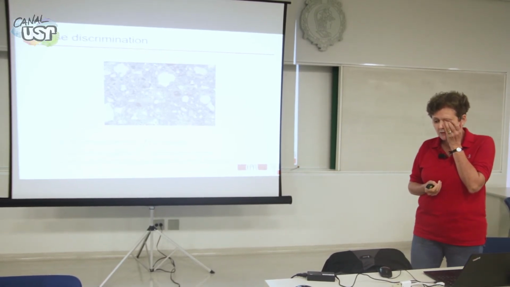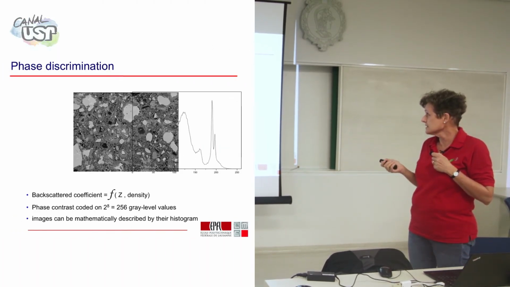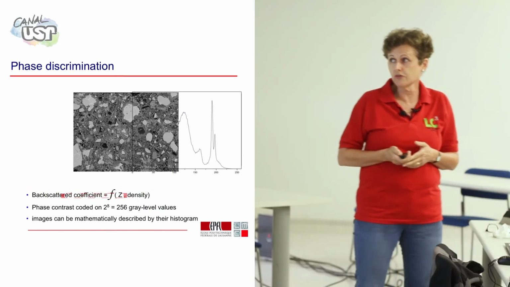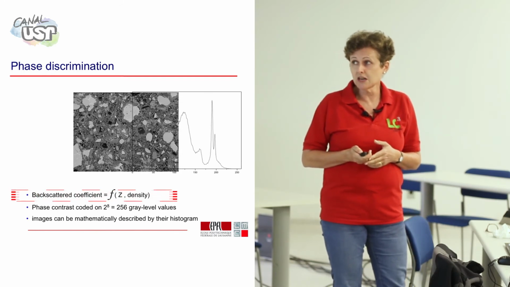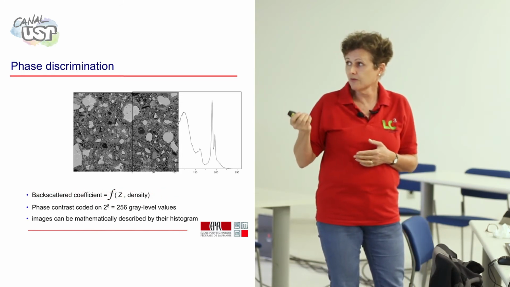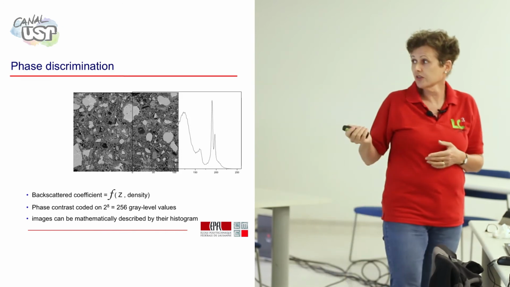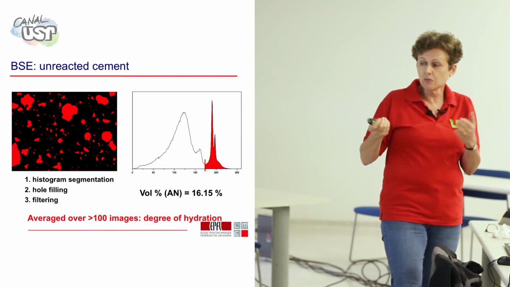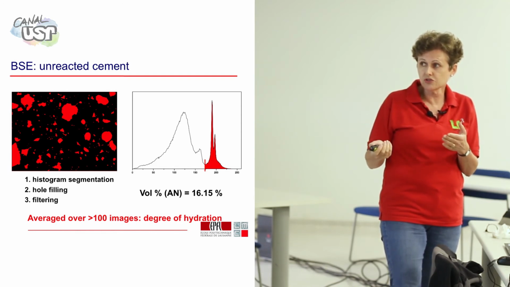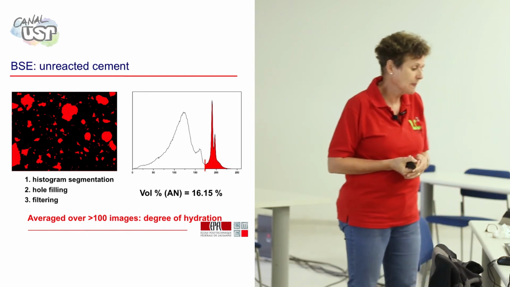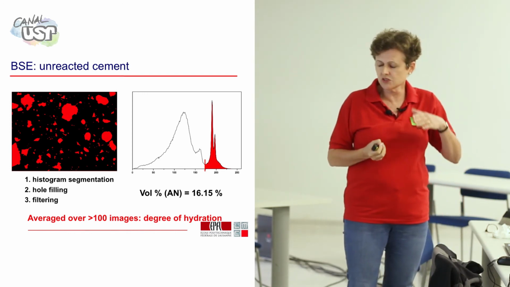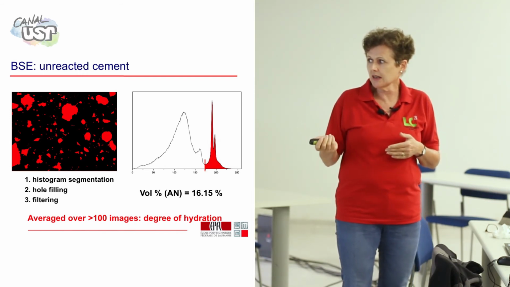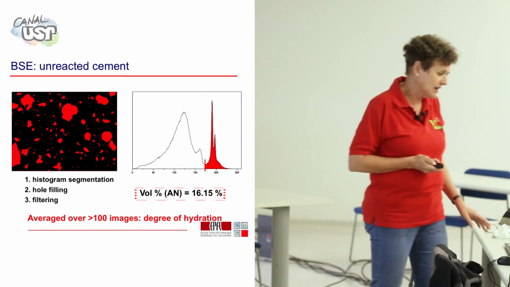So we can use image analysis to look at the individual phases, and we can separate them based on their backscattered electron coefficients. So the easiest one to measure is the anhydrous amount. If this is the gray level image, you see the anhydrous is very easy to threshold. We generally do a little bit of cleaning, hole filling and filtering to filter out the small, kind of random particles that come up anyway. You see in this particular image you have 16.15% of anhydrous.